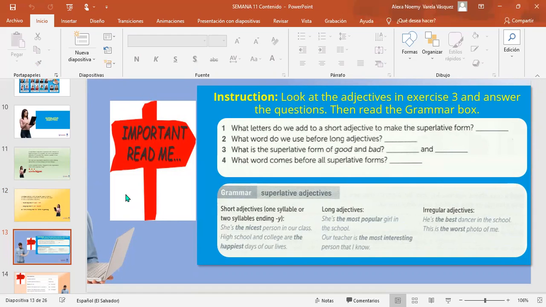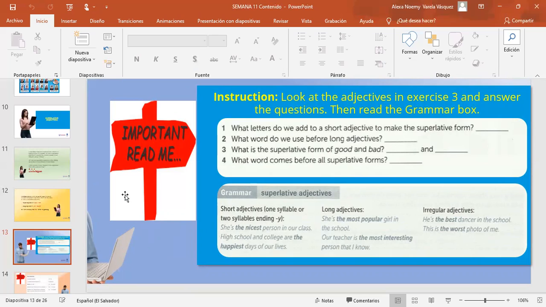And the second one is: what word do we use before long adjectives? Before long adjectives, right? We use the word most, okay? What are the long adjectives, guys? They are the ones that have 3 or more syllables, okay? The number 3 is: what is the superlative form of good and bad?